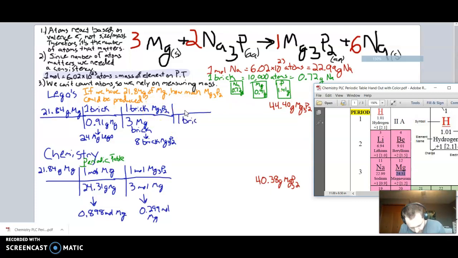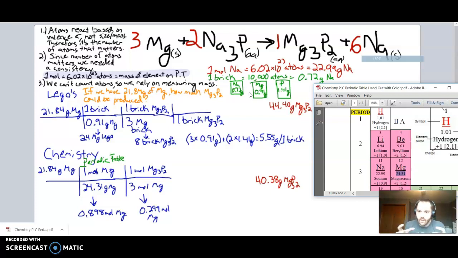Well, we would know that 1 brick of magnesium phosphide would weigh, and what we're going to do is we would just take 3 of these. I'll just write it down here. 3 times our weight of that magnesium, 0.91 grams, plus the weight of 2 bricks of phosphorus, which we made up a mass of 1.41 grams, and we would find that combined those have a weight of 5.55 grams. And that's actually per 1 Lego brick.